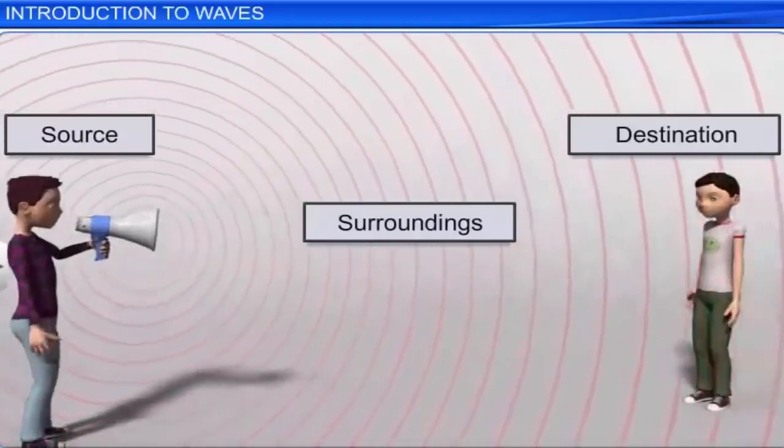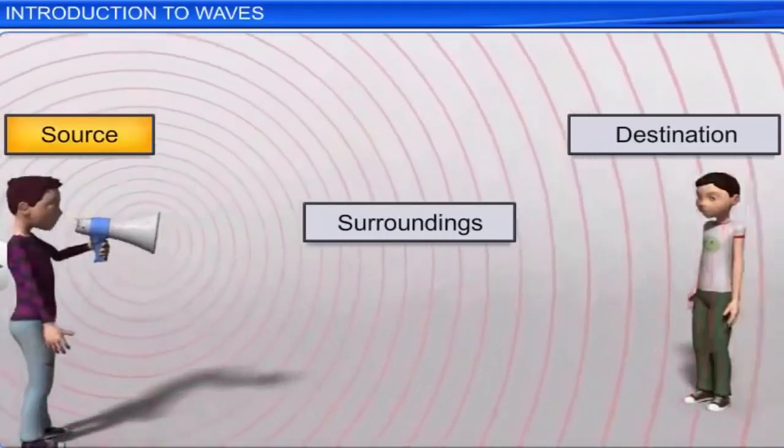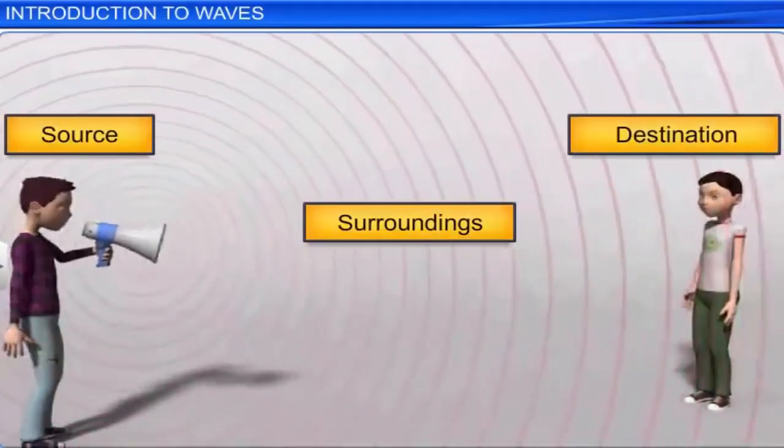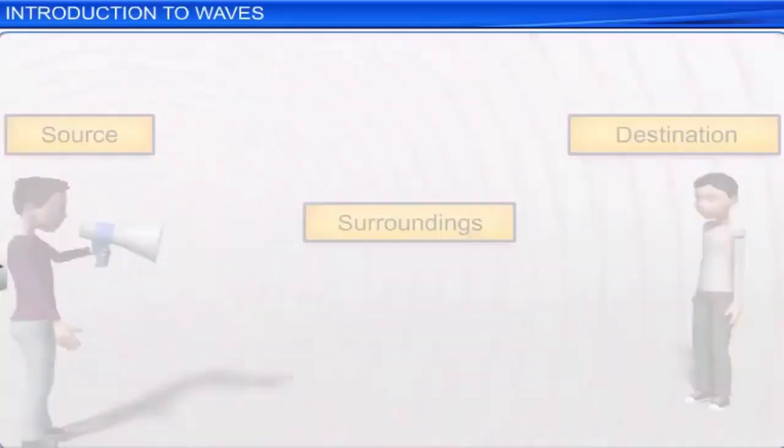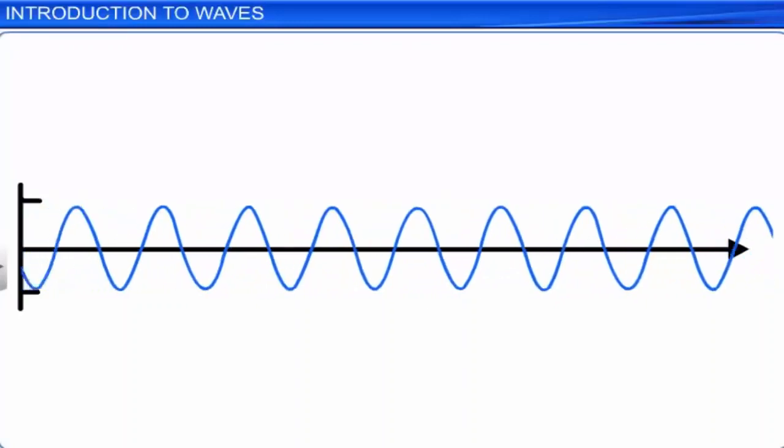Waves are a series of disturbances which propagate from a source to the surroundings or a destination. They carry along with them a certain amount of energy and information in the form of signals.